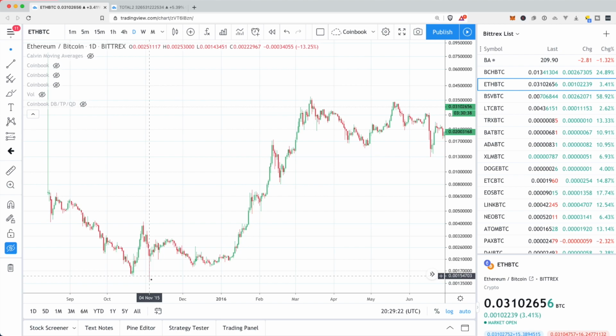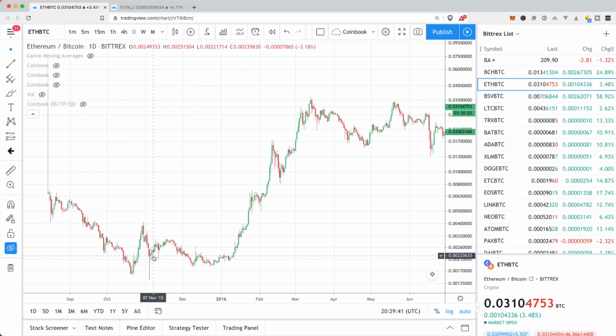So we didn't break it. Even though the tail goes down below, it matters where it closes. So this is a new level of support. So we've reinforced our support. We have not found a new high, though, so we are continuing to trade.